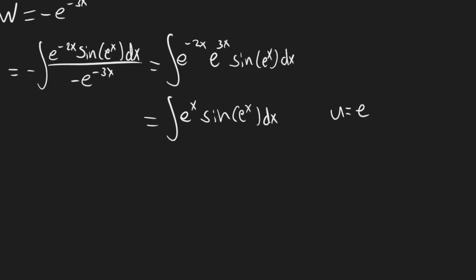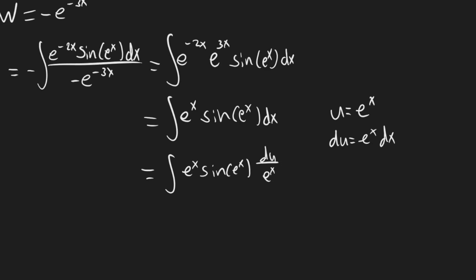Let's say u equals e to the x, and therefore du equals e to the x dx. So this becomes the integral of e to the x times sine of e to the x. Now we want to replace dx with du, so that's going to be du over e to the x. And actually this u substitution was great because these e to the x's cancel. And if you remember, we said e to the x itself was already u. So this integral in its most simple form is sine of u du.